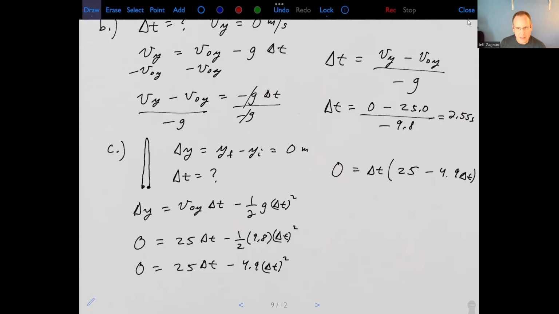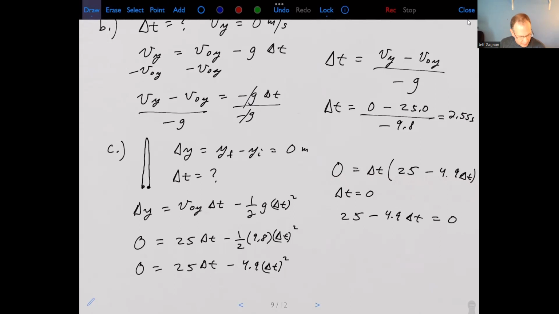And since that product is equal to 0, then remember from algebra, I could either say that delta t is 0, or this term is equal to 0. Well, delta t is 0. That doesn't help us, right? That just says it takes 0 time because the ball hasn't even left the person's hand yet, right? It's at the final position and the initial position in 0 time. That's true. But we want the second solution here. When we set 25 minus 4.9 delta t equal to 0, that's the solution that we want.